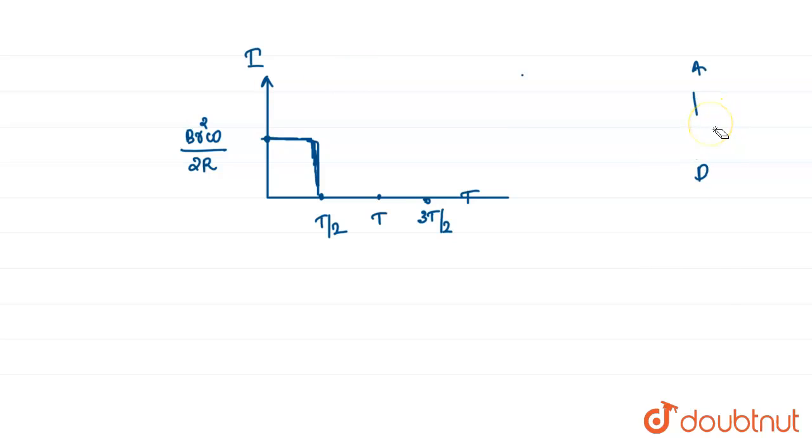It will pass into region 2. Then it will complete the rotation in region 2, then it starts in the opposite direction. Here let it be theta. The direction of the current is clockwise, so the graph will be at the maximum value in the negative region up to T. Next, it will repeat up to 3T by 2.